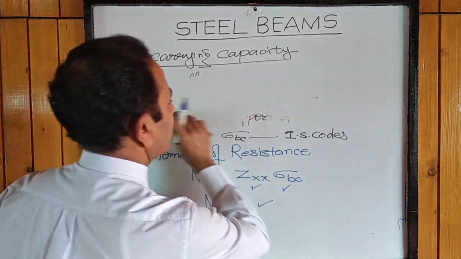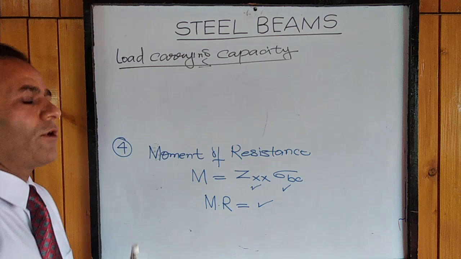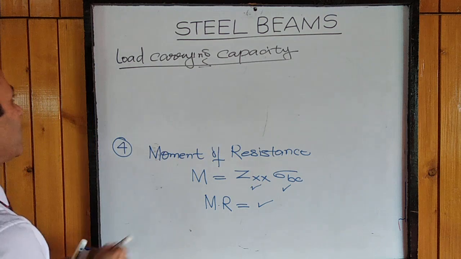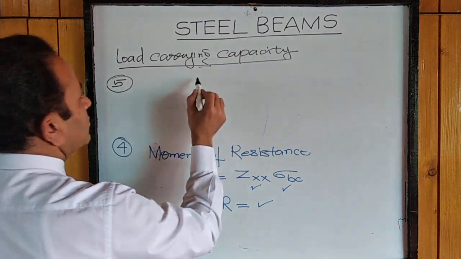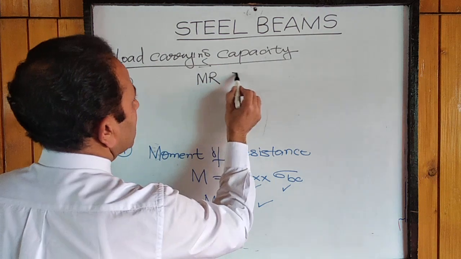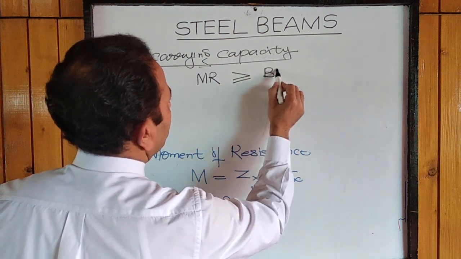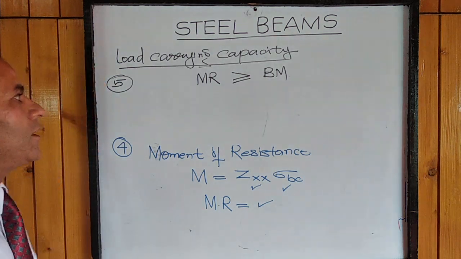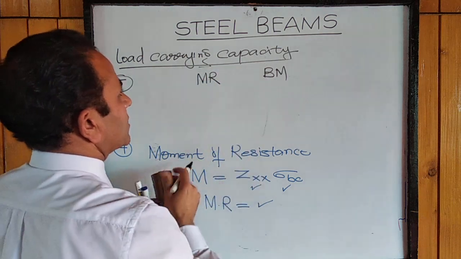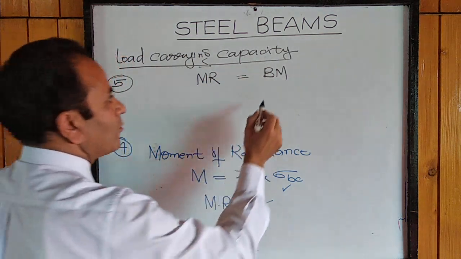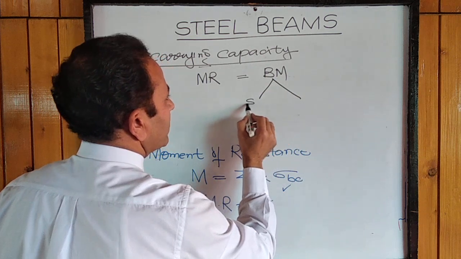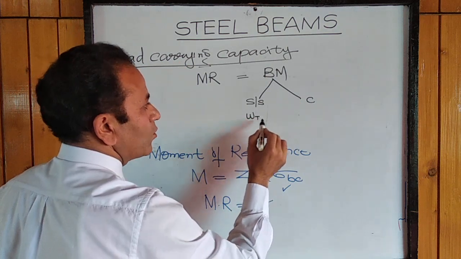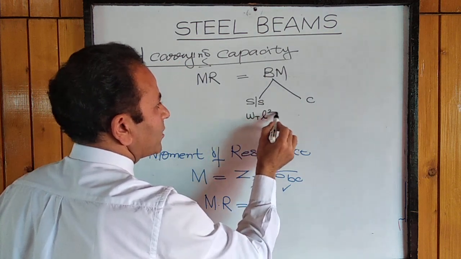After calculating the moment of resistance, we have to go for the load. We have to see what superimposed load we can safely allow on the structure. Again, we know that this moment of resistance shall be greater than or at least equal to the bending moment developed in the beam because of the loads acting over it. So if we take the moment of resistance equal to the bending moment, the bending moment will depend upon the type of beam. If it is a simply supported beam, it will be the total load acting in the form of the UDL into L squared divided by 8.